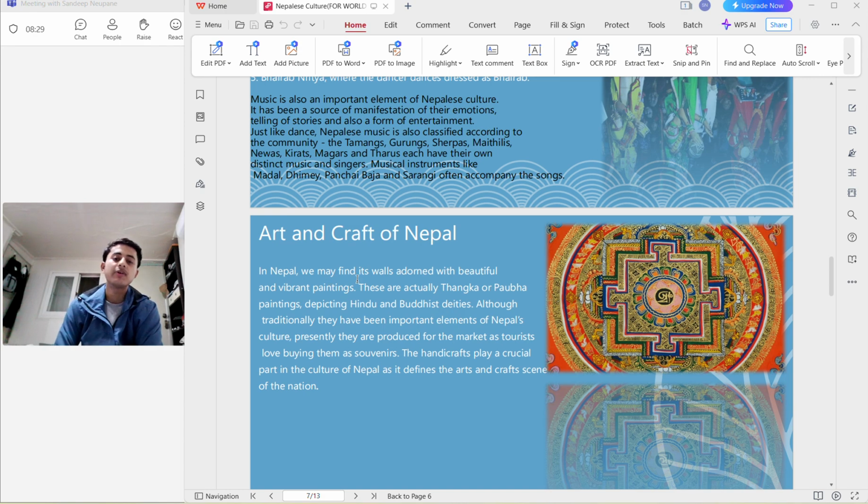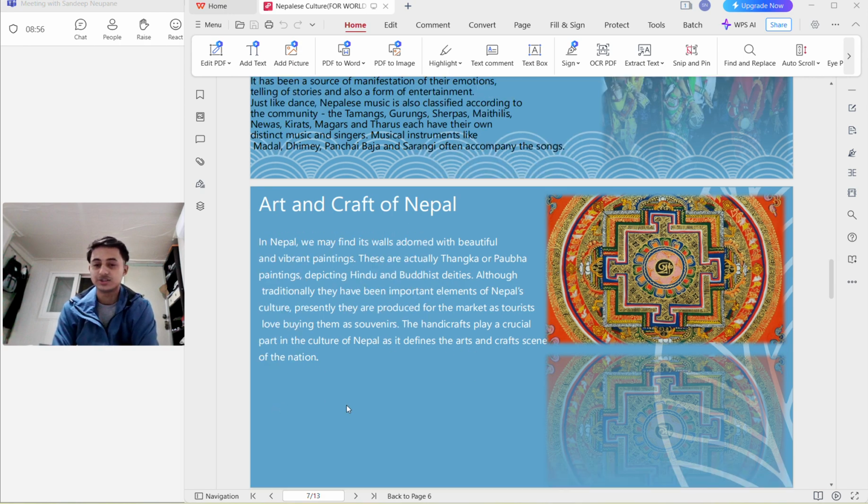In Nepal, we may find its walls adorned with beautiful and vibrant paintings. These are actually Thangka and Paubha paintings depicting Hindu and Buddhist deities. Although traditionally they have been an important element of Nepal's culture, presently they are produced for the market as tourists love buying them as souvenirs. The handicraft plays a crucial part in the culture of Nepal as it defines the art and craft scenes of the nation.